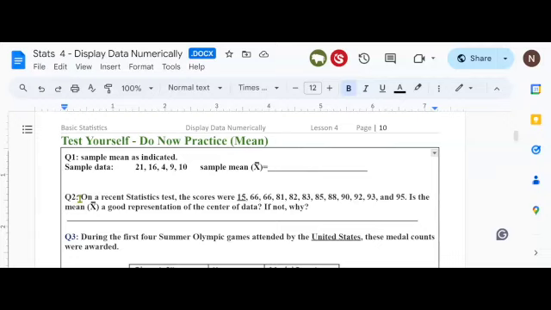Okay, question number 2. We have a statistics test, and the scores were 15, 66, and so on until 95. We need to find the mean. Can you find the mean for those data? How many numbers do you have? 1, 2, 3, 4, 5, 6, 7, 8, 9, 10, 11, 12. So you have to divide by 12.